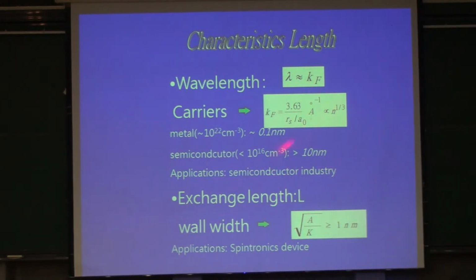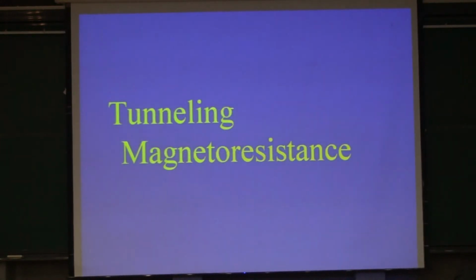So why can spintronics solve this? Because in spintronics we have one very important characteristic length, called the exchange length, usually proportional to the domain wall length. It is about 1 to 10 nanometers. Only when your technology goes down to this scale will you observe spintronic phenomena.